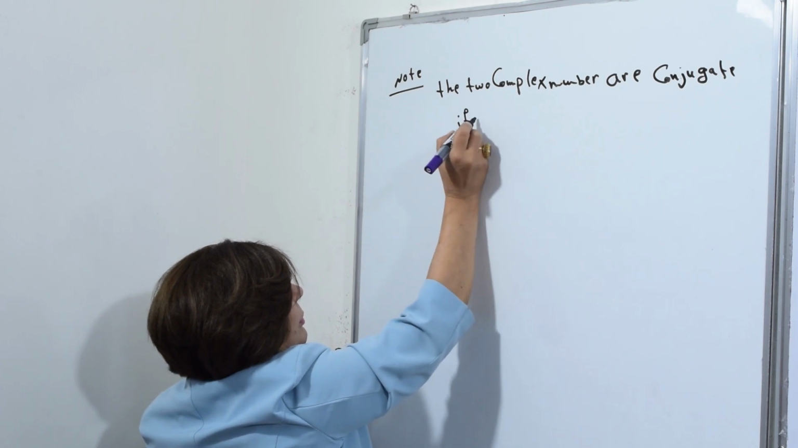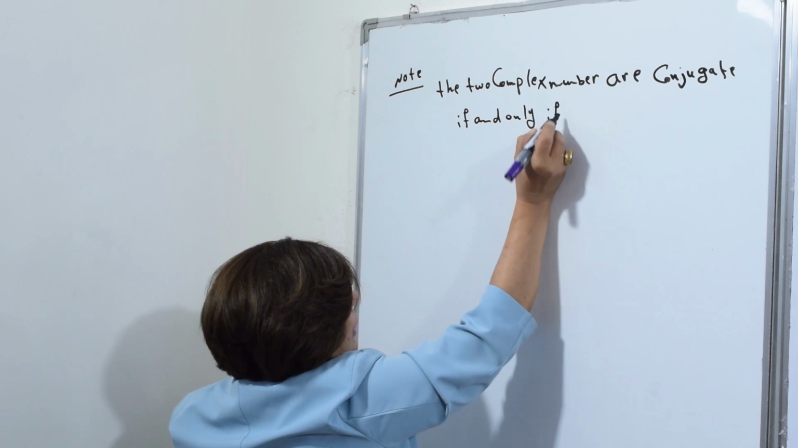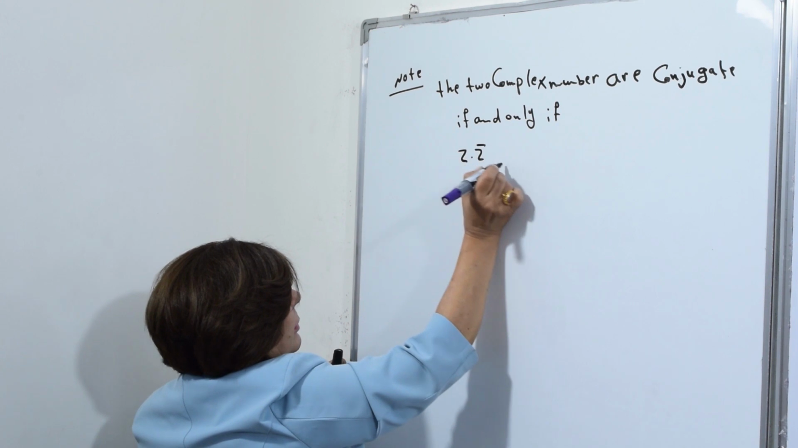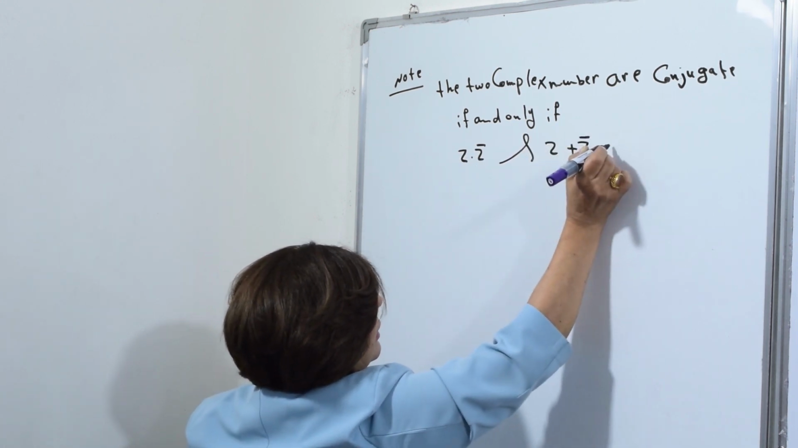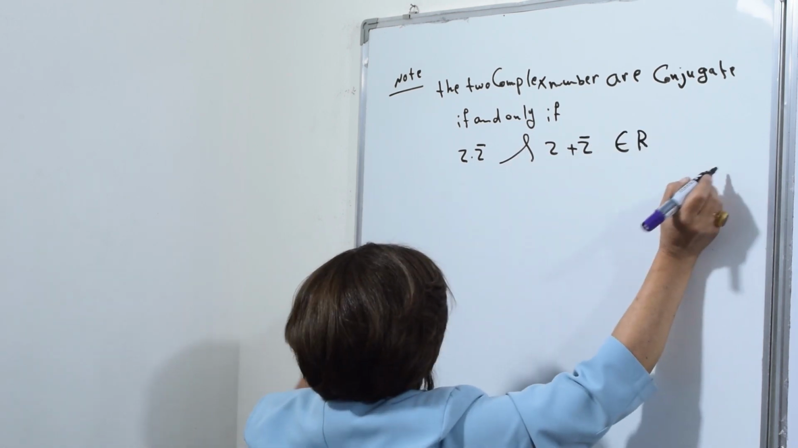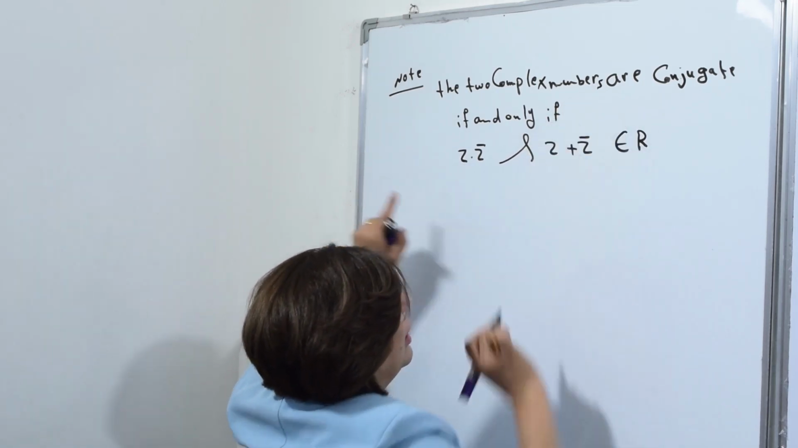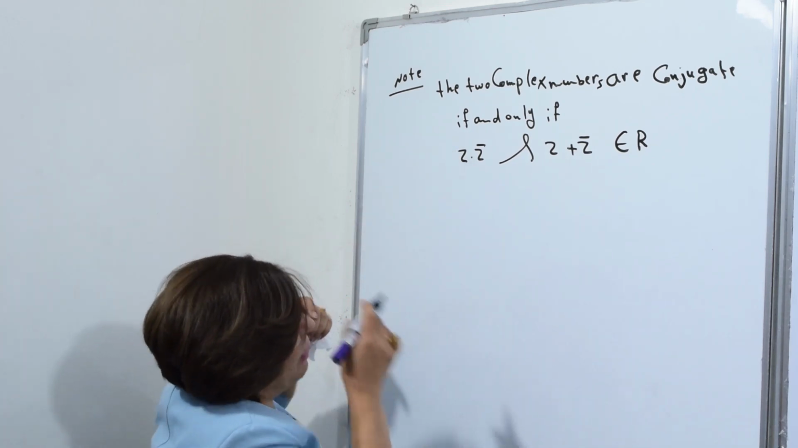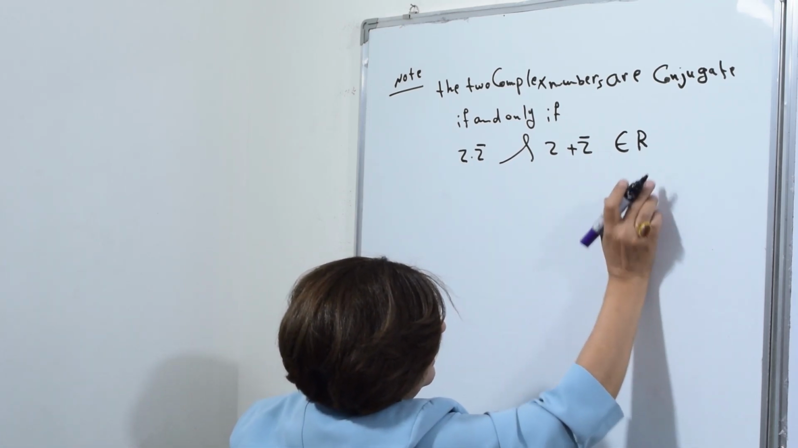If and only if z dot z bar and z plus z conjugate z bar belong to the real numbers. So we conclude that two complex numbers are conjugates, مترافقان, if and only if z times z bar and z plus z bar belong to the real numbers.